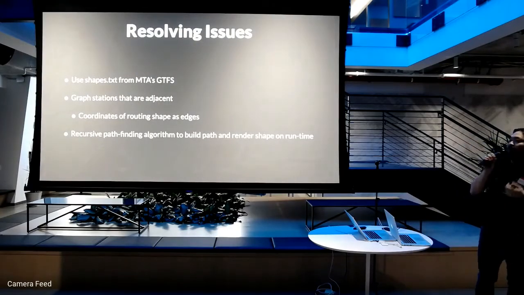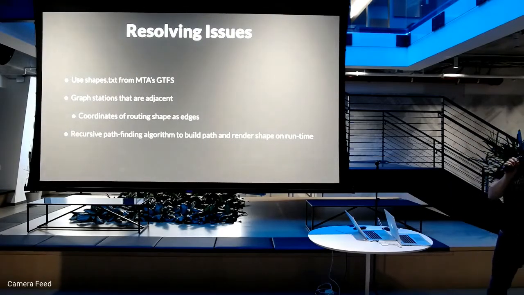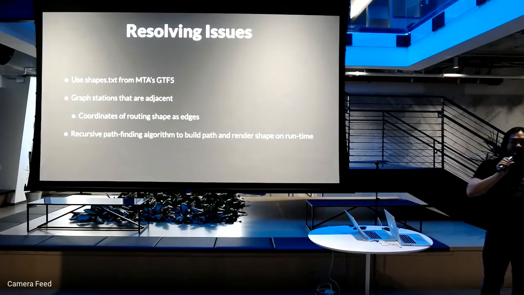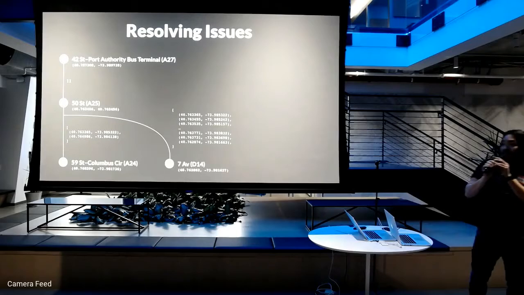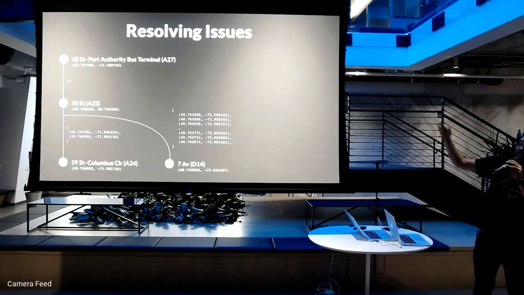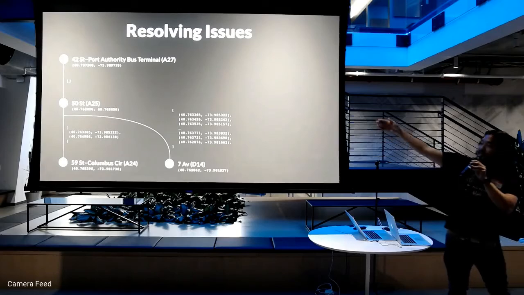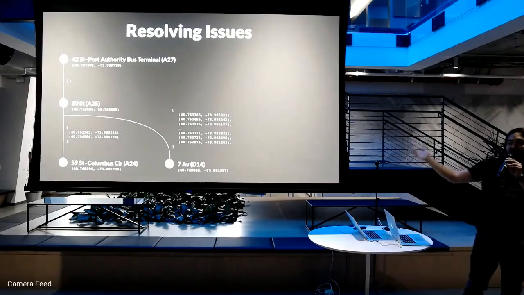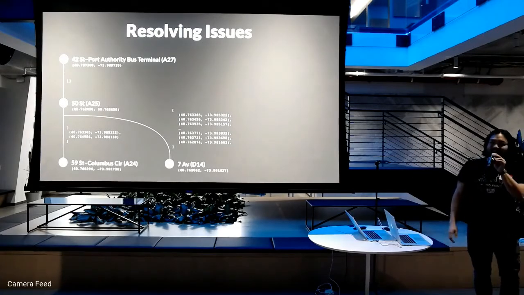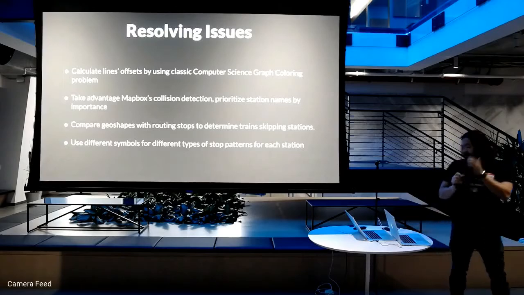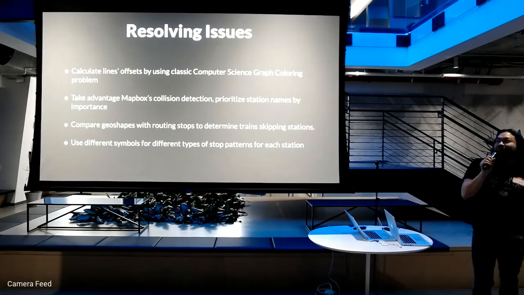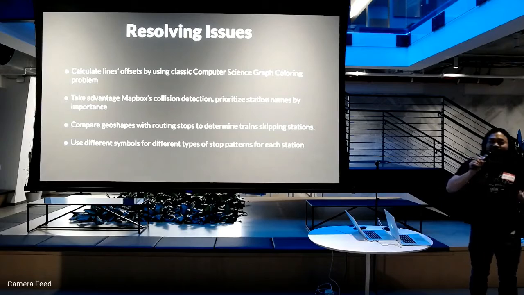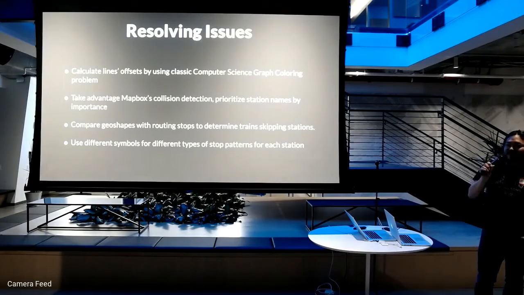And so in terms of resolving issues, I used the shapes.txt file from the GTFS data and made a computer science graph and then used a recursive function for it. Think of it like this. Let's say the A train normally skips 50th Street. So I would traverse through this tree and skip 50th Street until I find the next station that's actually on the routing. So computer science works sometimes. And then calculating line offsets is the classic computer science problem where you're trying to color different countries on a map and ask how many colors you need.